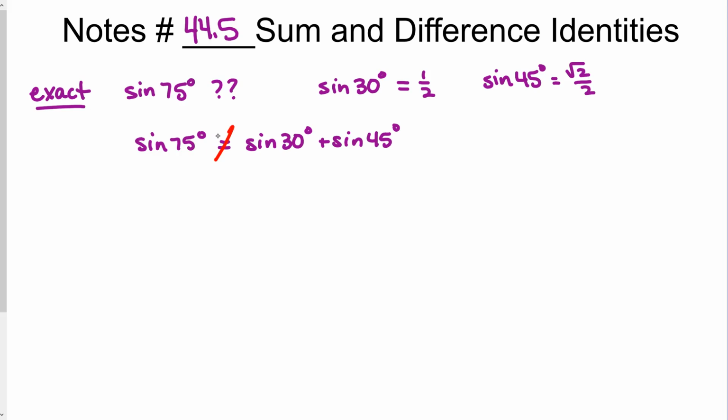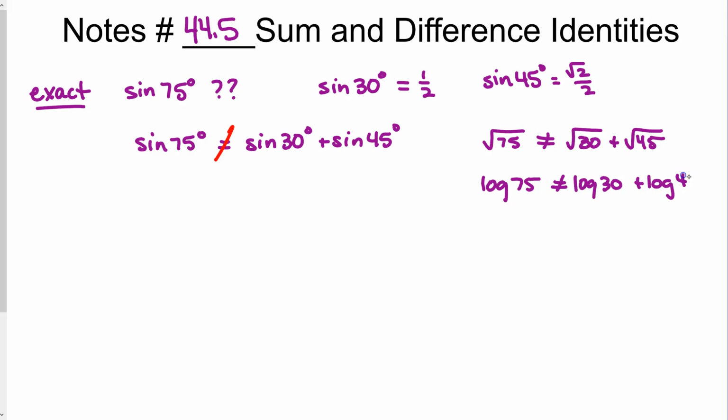So this should remind us of other operations that we can't necessarily distribute. For example, the square root of 75 is not equal to the square root of 30 plus the square root of 45, so you can't just distribute a square root. The log of 75 is not equal to the log of 30 plus the log of 45. So we've seen things like this before where you can't just distribute whatever function you're working with.